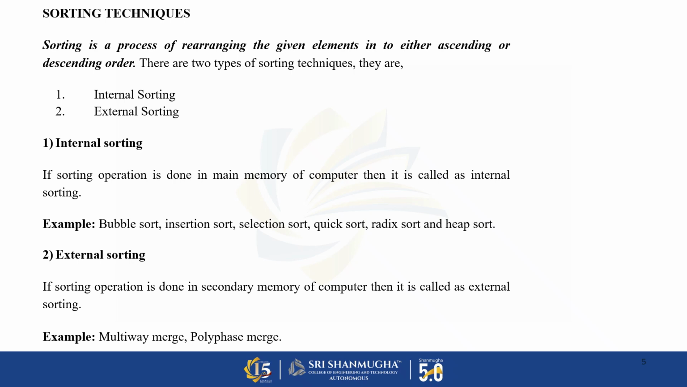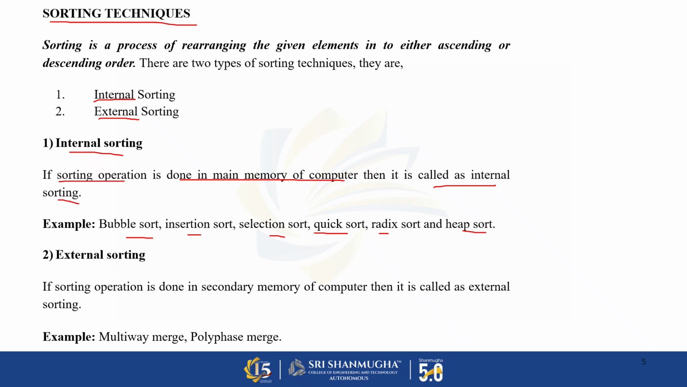Then that's all. Now, sorting techniques. Basically, the sorting process is rearranging the given elements into either ascending or descending order. There are two types of sorting techniques: internal sorting and external sorting. Internal sorting means the sorting operation is done in the main memory of the computer. Examples are bubble sort, insertion sort, selection sort, quick sort, radix sort and heap sort.